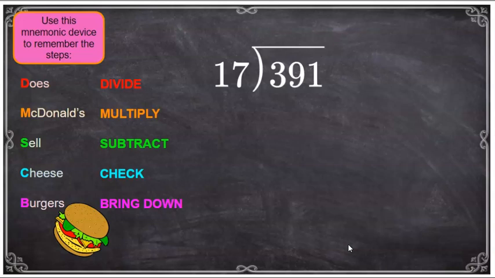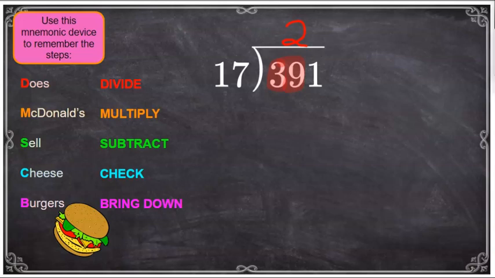Okay, so let's begin. What I want to do first is look at the first digit in my dividend and ask myself, can 3 be divided into 17 groups, or can I divide 3 by 17? I cannot. 3 is too small. So then I add a digit and I look at 39. Can 39 be divided by 17? It can. So I want to decide how many 17s can I fit into 39 without going over. I can fit 2 17s into 39. So that was my first step, divide.